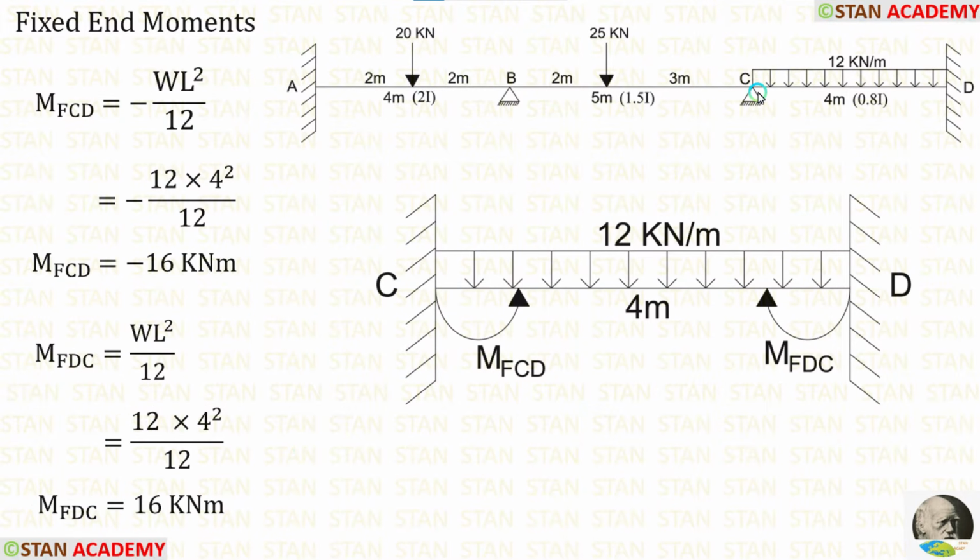Now let us make the fixed end moments in the span CD. In the span CD, we are having UDL acting for the full span. We already saw the formulas for the fixed end moments: minus WL square upon 12 and positive WL square upon 12. Let's apply the values inside the formulas. W is 12 and L is 4. After the calculations, we are getting M of CD is equal to minus 16 kilonewton meter and M of BC is equal to 16 kilonewton meter.